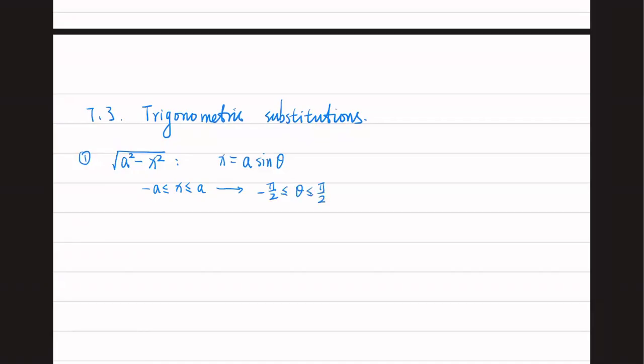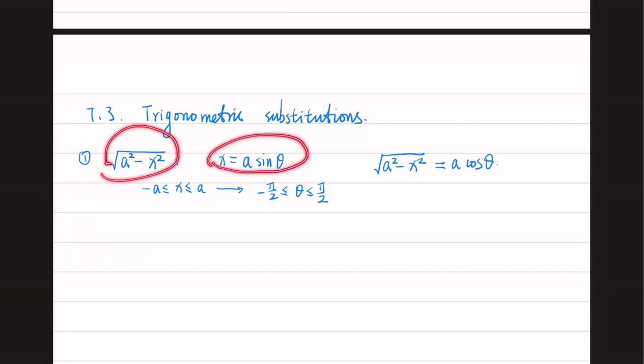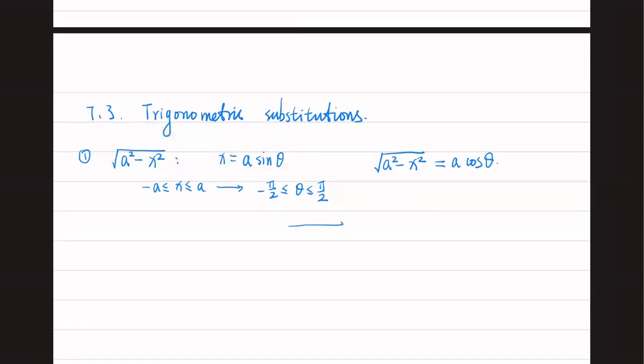Then this factor. Okay. Now, if our integral has this factor, after this substitution we will get a trig integral. Then we use what we have learned in section 7.2, trig integral.